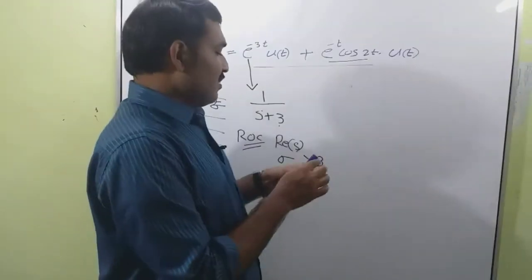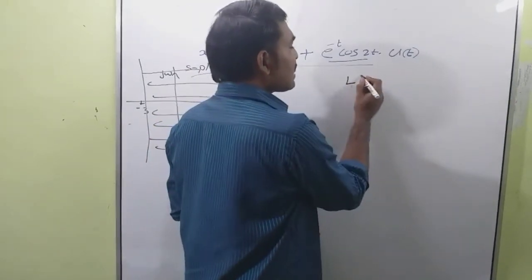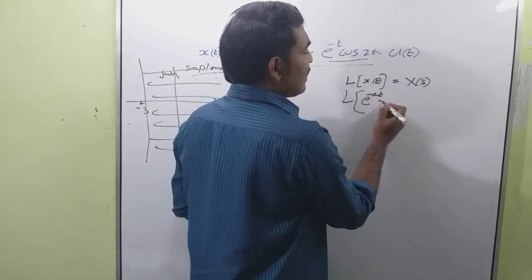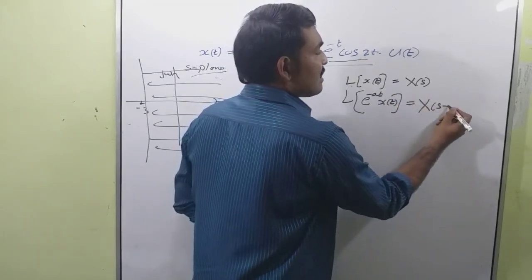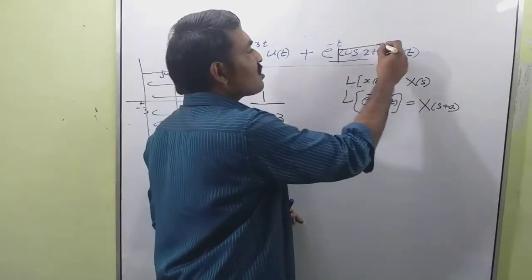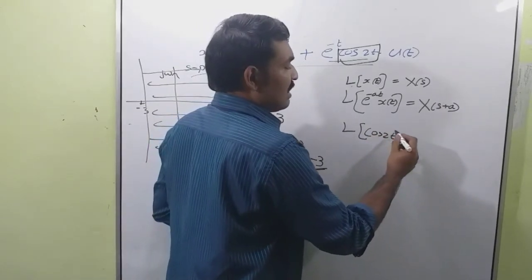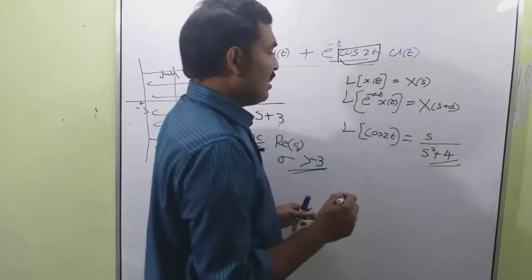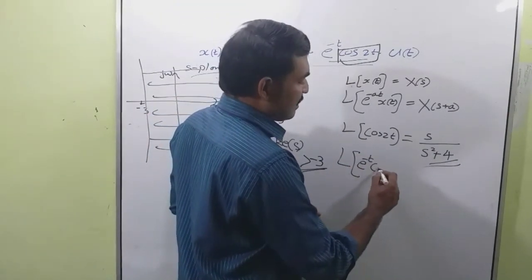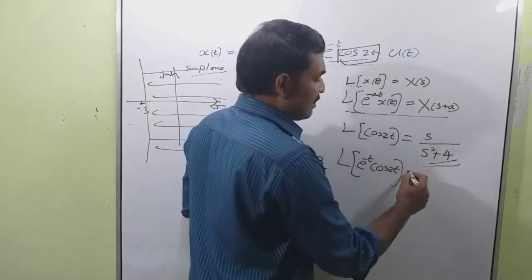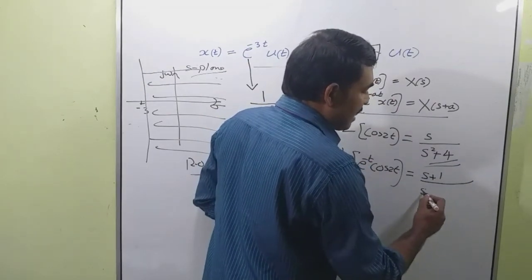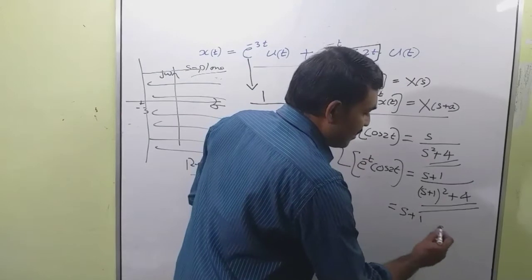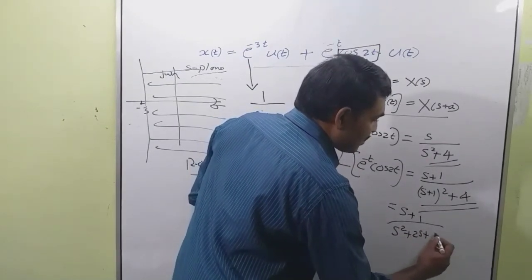Now here we can use a property. We know that if the Laplace transform of x(t) is X(s), then the Laplace transform of e raised to minus at into x(t) is equal to X(s plus a). Now we can take cos 2t. The Laplace transform of cos 2t is equal to s divided by s square plus 2 square, that is 4. Now the Laplace transform of e raised to minus t cos 2t, by using this property, is equal to s plus 1 divided by (s plus 1) the whole square plus 4, that is equal to s plus 1 divided by s square plus 2s plus 5.